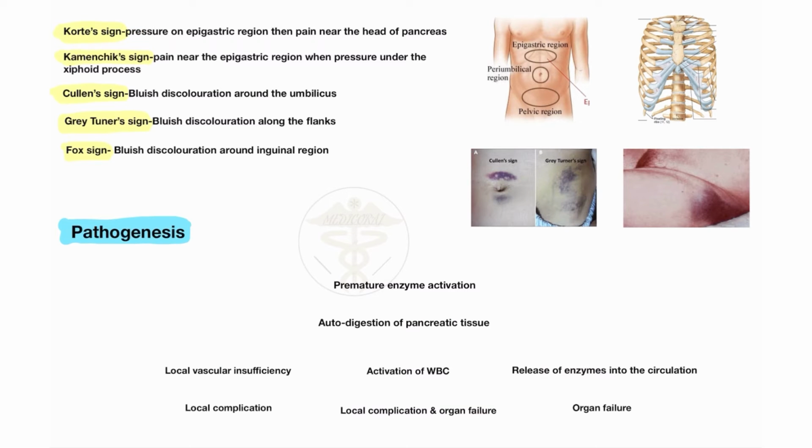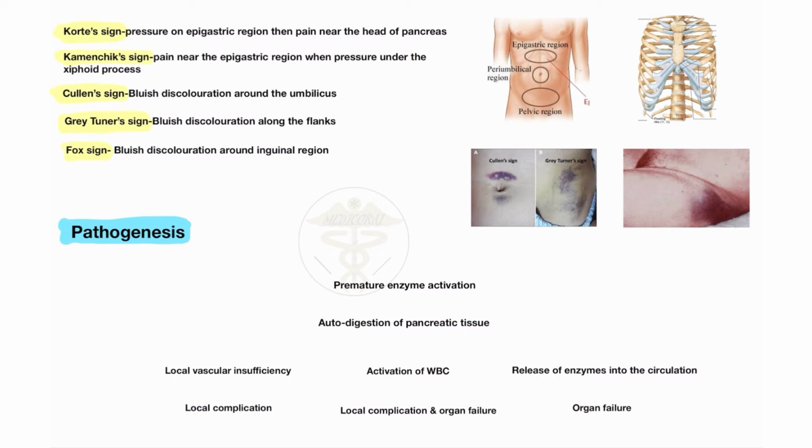Cortisine is the pressure sign when the doctor presses on the epigastric region. When pressure is applied in the epigastric region, there is pain near the head of the pancreas. Here you will see the cortisine sign: when pressure is applied in the epigastric region, there is pain near the head of the pancreas.